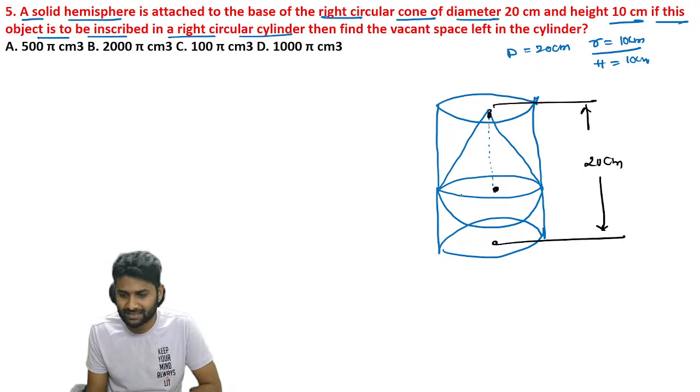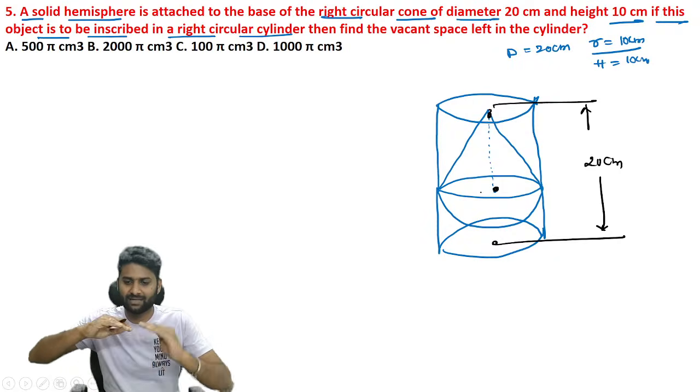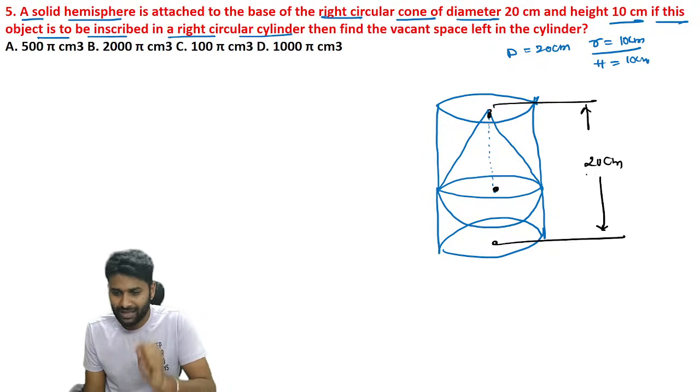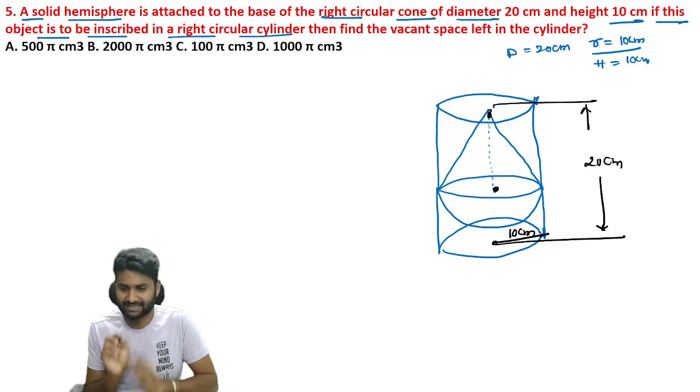See how we can say that? Because it is a hemisphere. If the hemisphere is 10 centimeters, the remaining part is also 10 centimeters. Then the respective height of the entire cylinder is 20 centimeters. From here to here it is called the radius. The diameter is already given as 20, so the radius is 10 centimeters. Now the question: find the vacant space left in the cylinder.